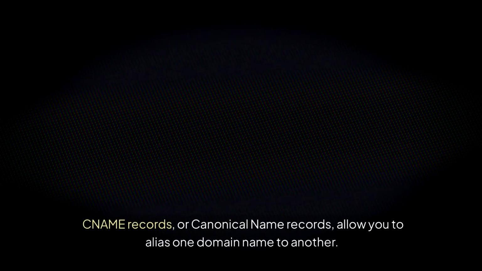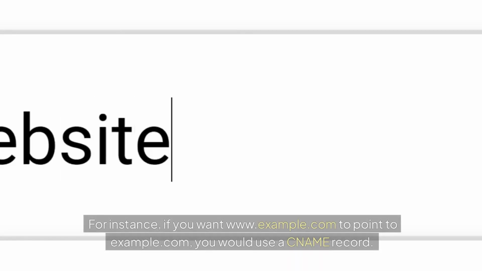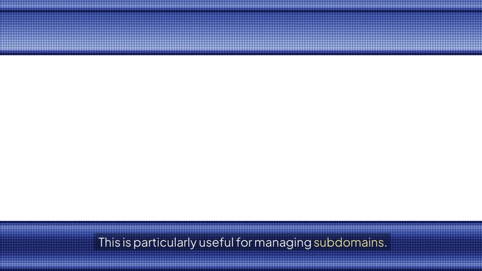CNAME records, or canonical name records, allow you to alias one domain name to another. For instance, if you want www.example.com to point to example.com, you would use a CNAME record. This is particularly useful for managing subdomains.